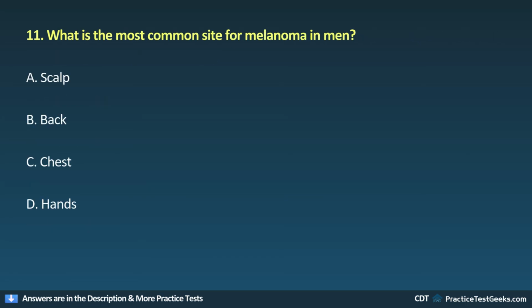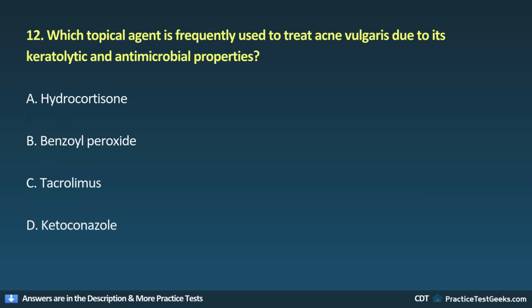11. What is the most common site for melanoma in men? A. Scalp. B. Back. C. Chest. D. Hands.